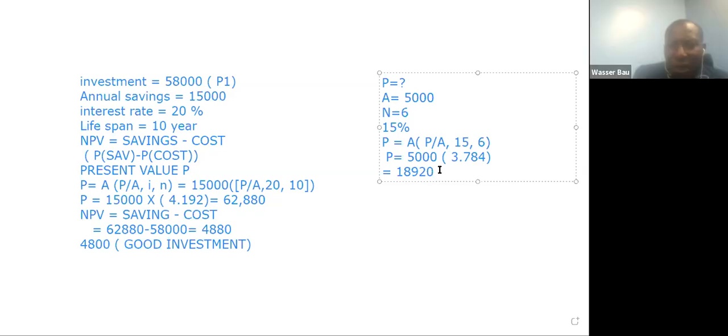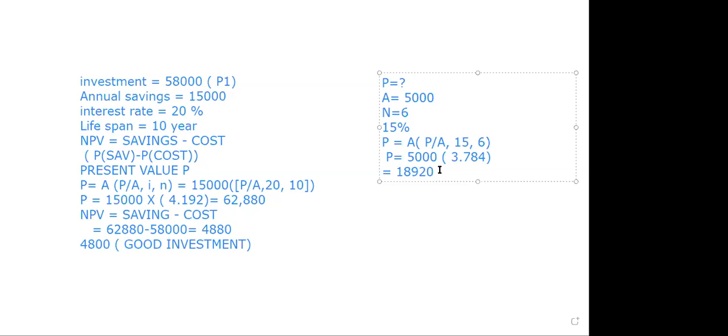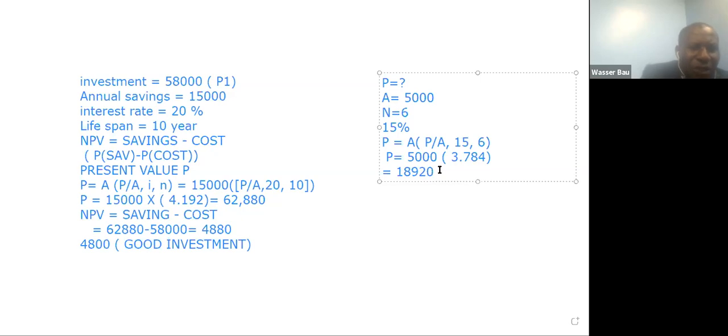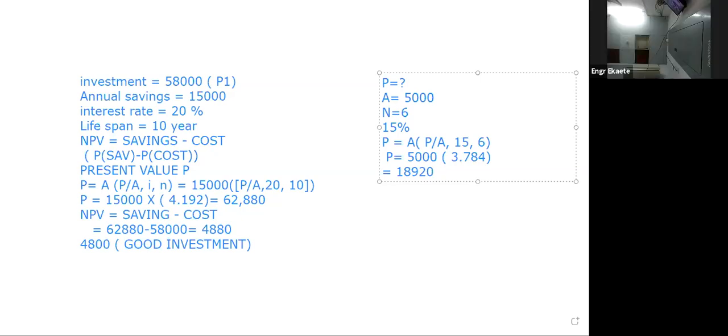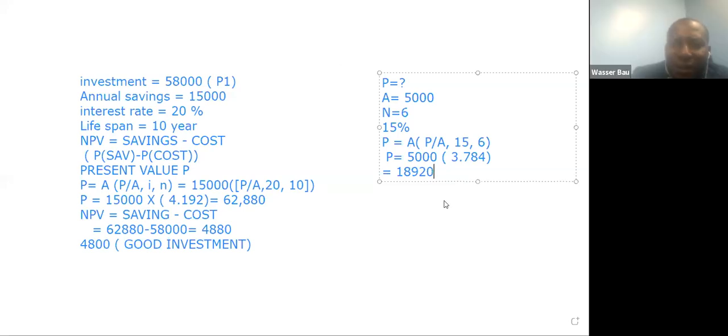So even we ourselves should be looking for a project that will be far less, that will give a margin of safety to our own investments. So that is that. Let's go to the next question.